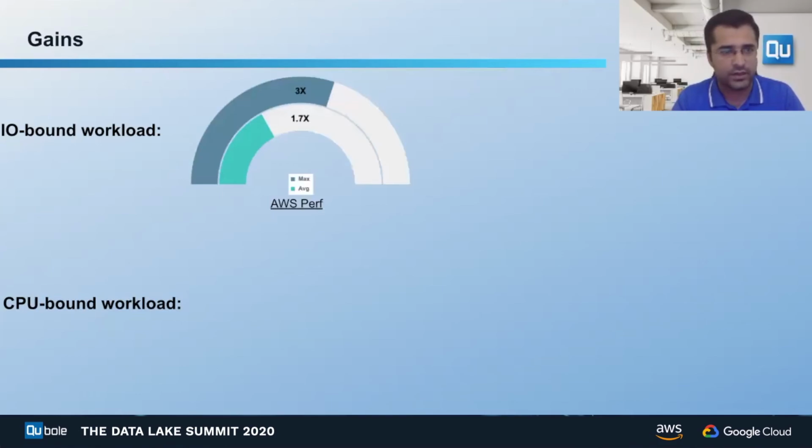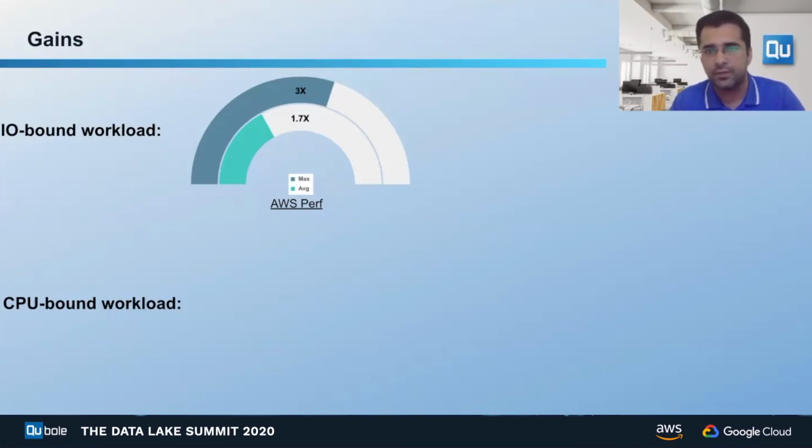All right, so getting into numbers. For IO bound workload, we were able to see a maximum of 3x improvement for the workload. And on average, the TPCDS 100 queries ran 1.7x faster with RubiX in comparison to the case when we were not using RubiX. So these are great gains. And these do not come at any additional cost, because whatever machines you are provisioning are already coming with SSDs. It's just that you are now using those SSDs for data caching.